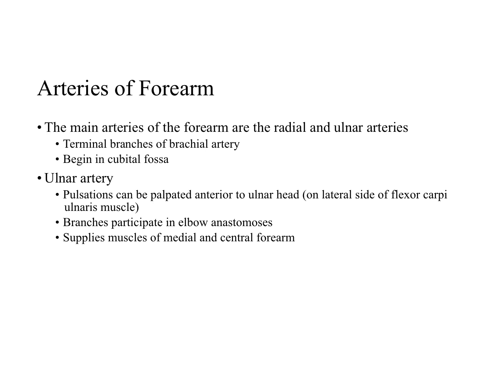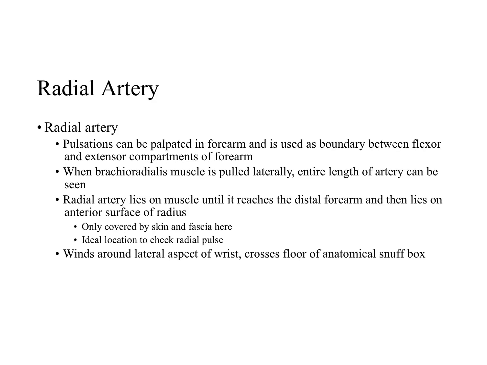The ulnar nerve is just medial to the ulnar artery in this area. Branches of the ulnar artery arise in the forearm and participate in the anastomosis around the elbow. These branches also supply muscles of the medial and central forearm. The pulsations of the radial artery can be felt throughout the forearm. These pulsations can be used as a boundary between the flexor compartment and the extensor compartment of the forearm.